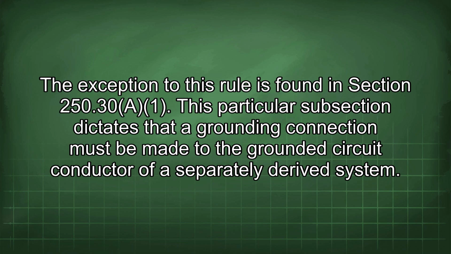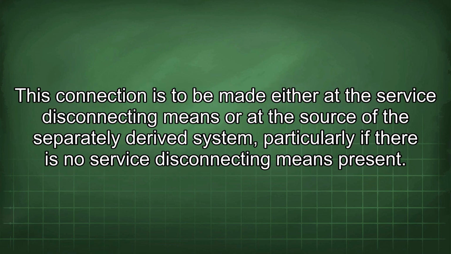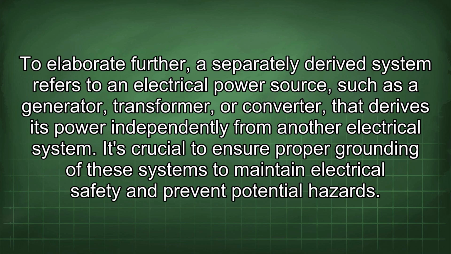The exception to this rule is found in Section 250.30(A). This particular subsection dictates that a grounding connection must be made to the grounded circuit conductor of a separately derived system. This connection is to be made either at the service disconnecting means or at the source of the separately derived system, particularly if there is no service disconnecting means present. To elaborate further, a separately derived system refers to an electrical power source such as a generator, transformer, or converter that derives its power independently from another electrical system.